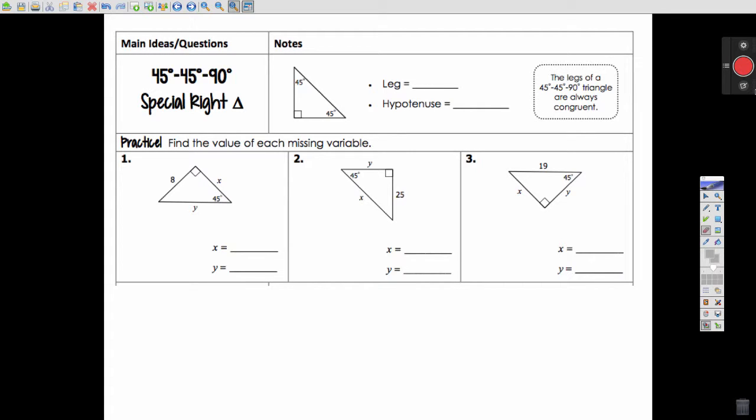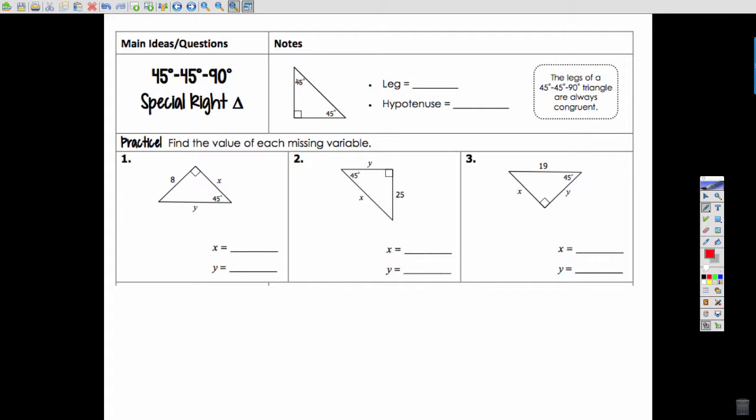This is unit 7.4, special right triangles. In this video, we're going to explore two types of special right triangles. The first one is 45, 45, 90 degrees.